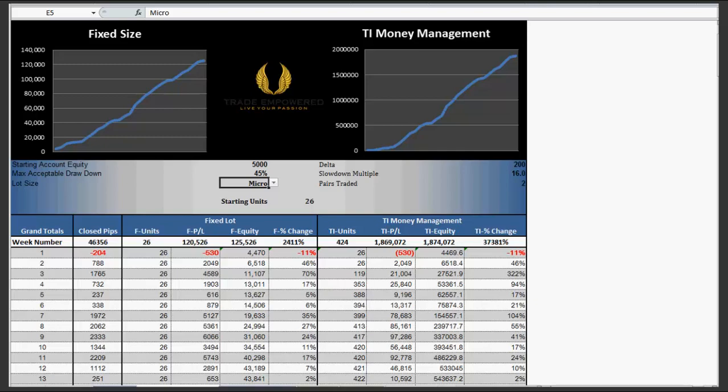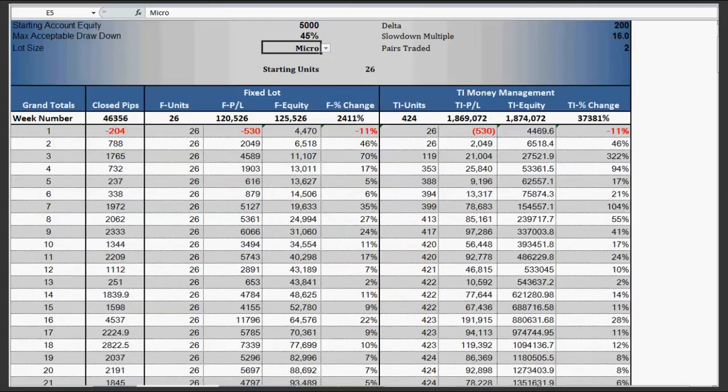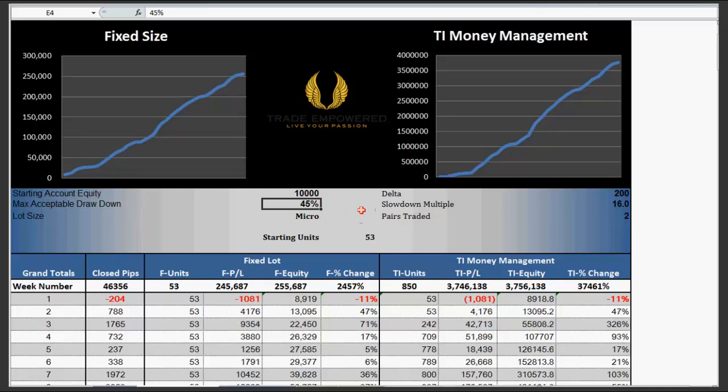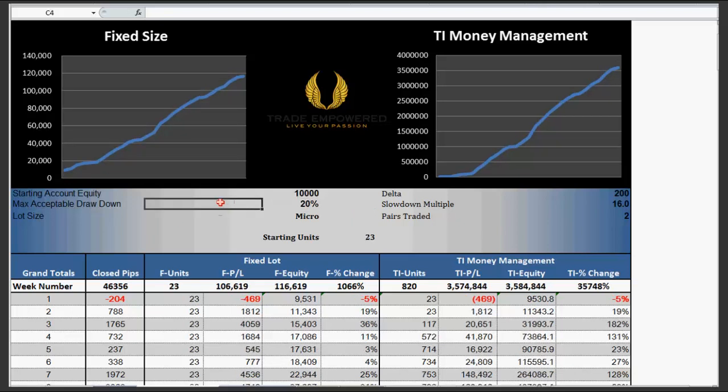Then we move on to the money management section. This is the part that everybody wants to see, okay? So now we have fixed size. So if we use no money management, and then we have our trade empowered money management or our smooth ratio money management. So you can see right here starting account balance. What do we have? Well, let's say we've got a starting account balance of $10,000. What's our maximum acceptable drawdown? What are we going to allow our drawdown to be? I don't want more than 20% in my drawdown.